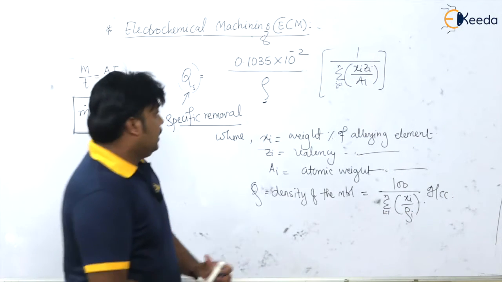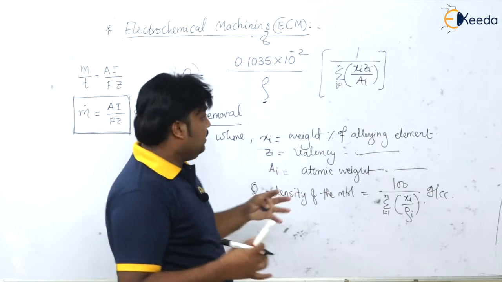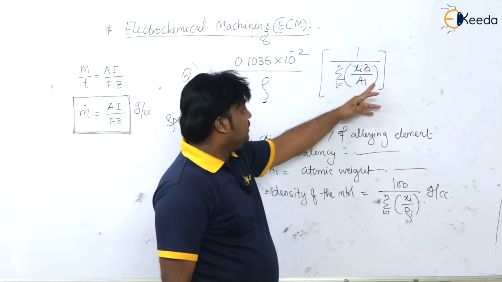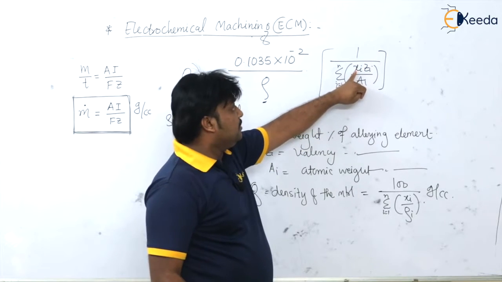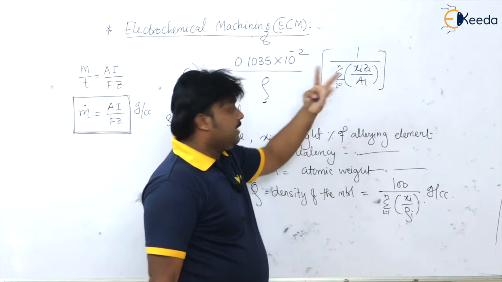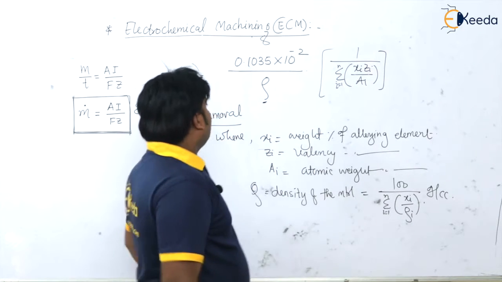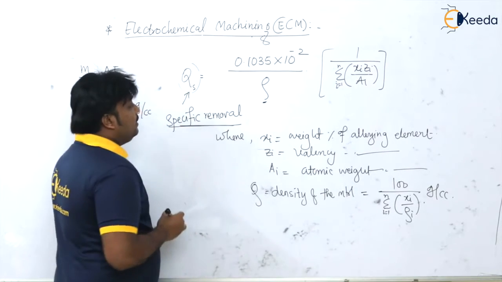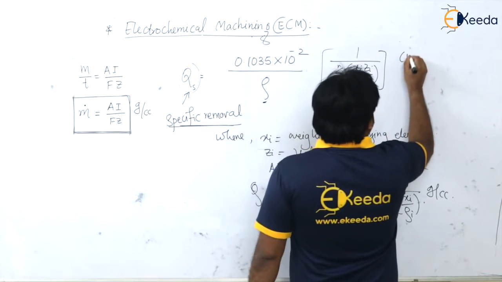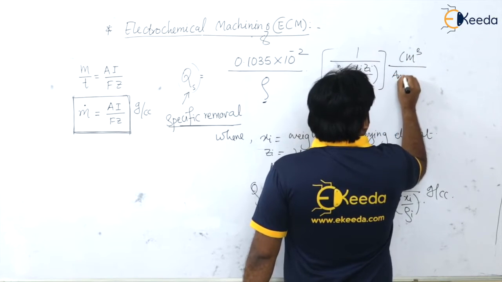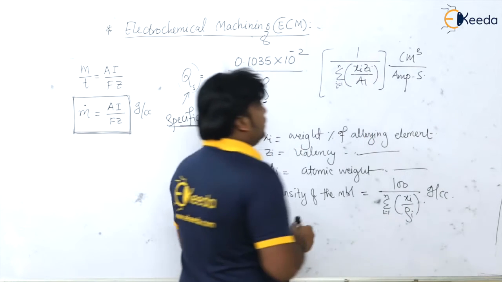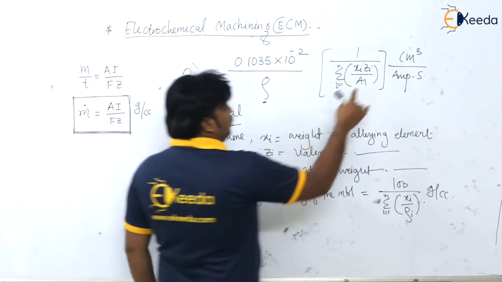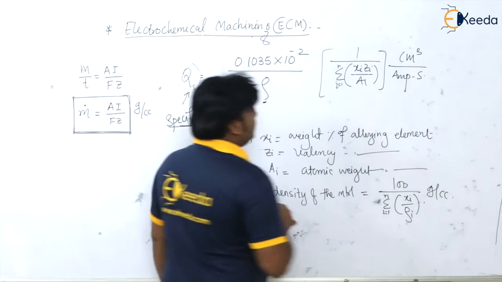We can first calculate the density of that material or workpiece, then put it here. Whatever alloying elements are present, their weight percentage, their valencies and their atomic weights, we have been given all this data. So we can find Qs, the specific removal, which is in centimeter cube per ampere per second. Please remember this. What is the unit of Qs, the specific removal? It is centimeter cube per ampere second.